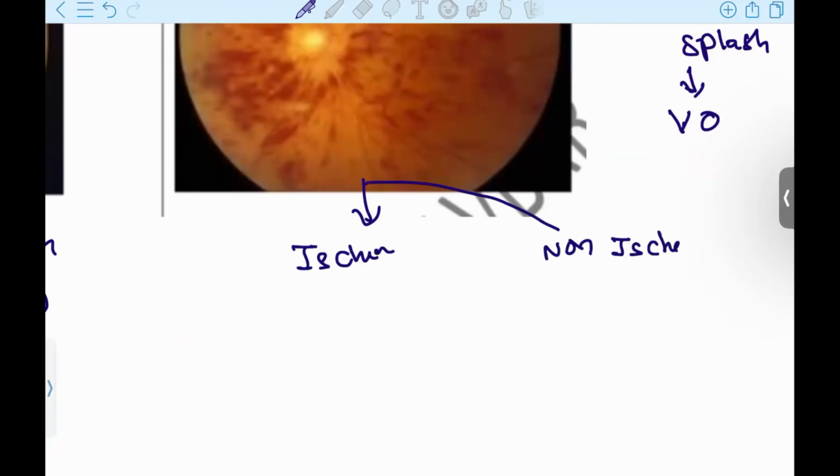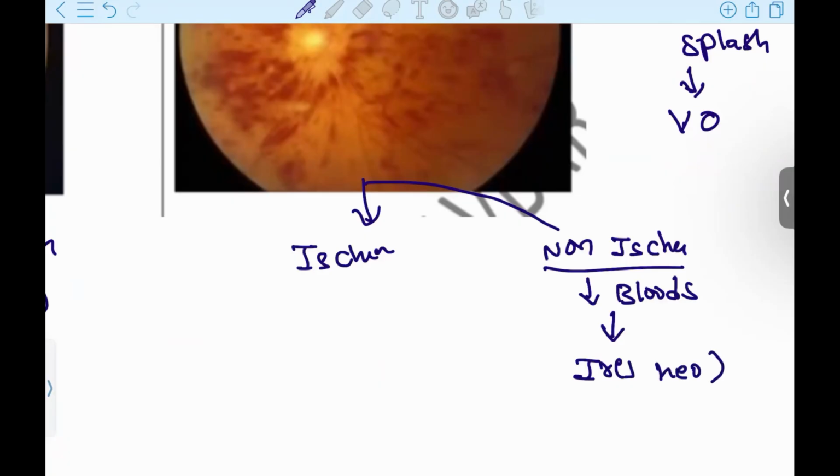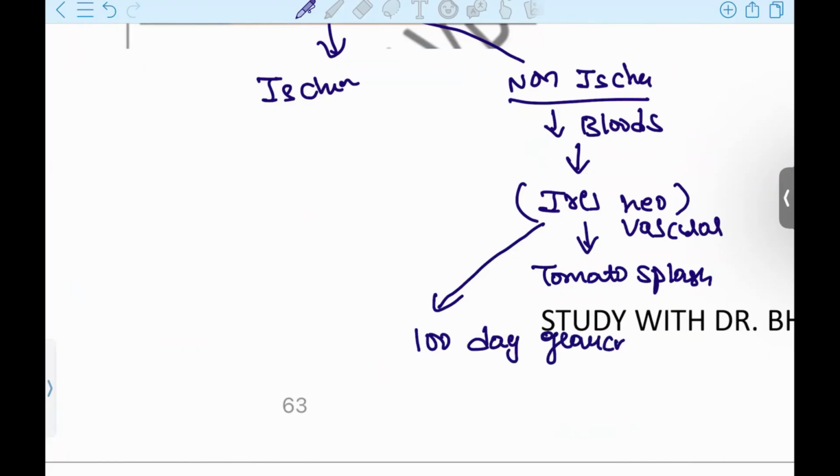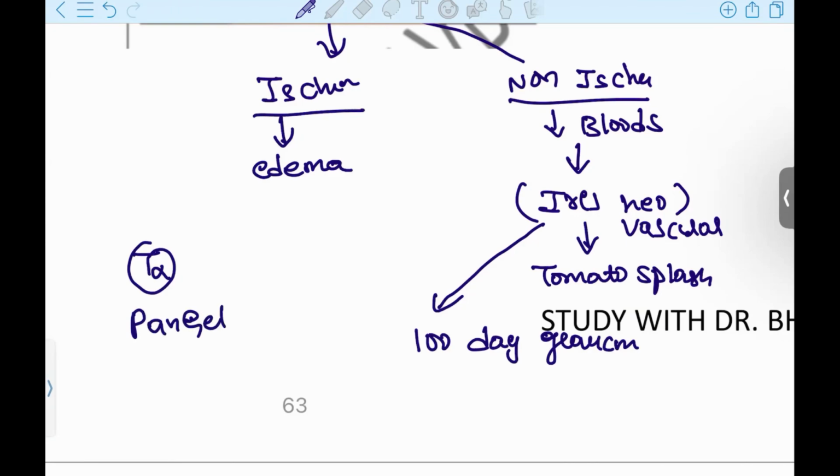In ischemic damage, there is a completely decreased or absent blood supply, which leads to iris neovascularization. The iris starts a new vascular supply, and if the new vessels rupture, that leads to the tomato splash appearance. These new vessels can also lead to neovascular glaucoma, the hundred-day glaucoma condition. The non-ischemic type mostly leads to edema of the veins. And what is the treatment of choice for this patient? Pan-retinal photocoagulation should be done.